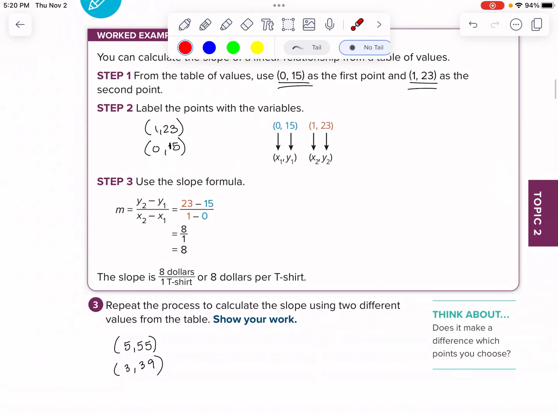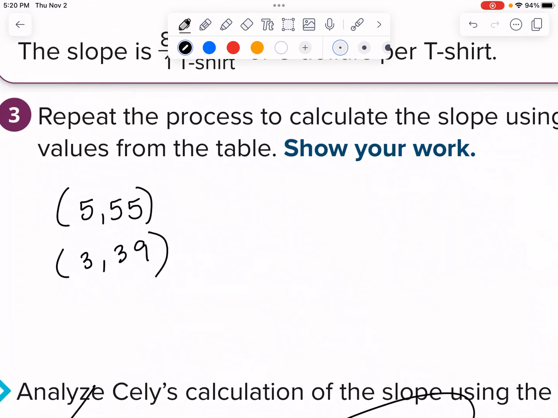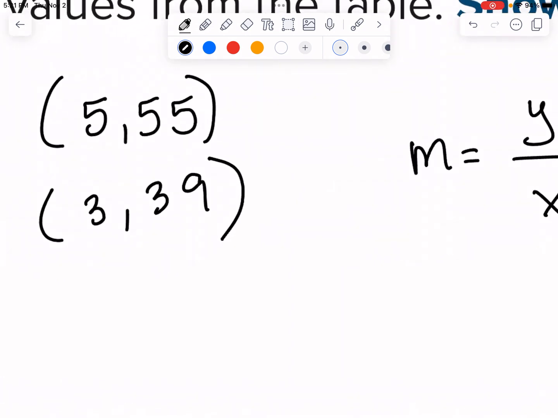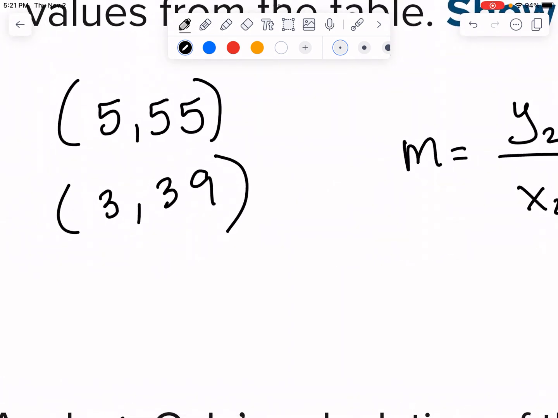All right, so we're going to apply that understanding in the formula just one more time, just to prove that it doesn't matter which points you choose, you'll still get the same answer in the end. So right here, I chose some other points that were on the table, 5, 55 and 3, 39. Using our slope formula, let's rewrite this. And not that we need it, but I'll put that this is x1, y1, and this is x2, y2. Right, if you want to highlight it, you can.